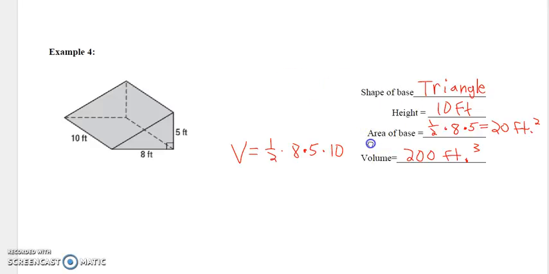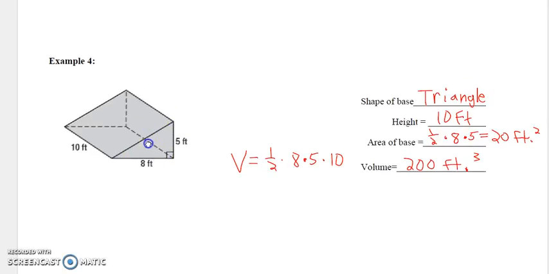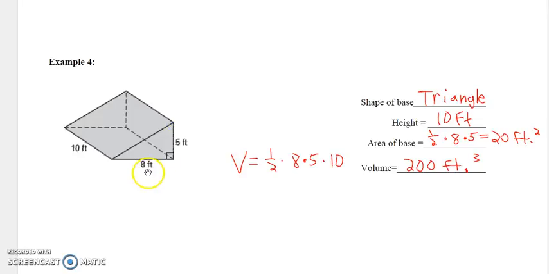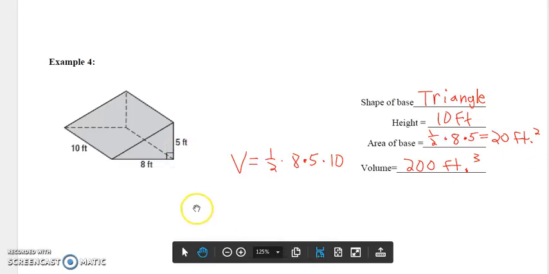Let's think about this. How do I get the area of the base? Here's the triangle. Think back to our area review at the beginning of the chapter. What is the area of this thing? Well, isn't it just 8 times 5, which is 40, and then divided by 2 or multiplied by 1/2 because it's a triangle? That's where I got the 20 from. 1/2 times base times height of the triangle.